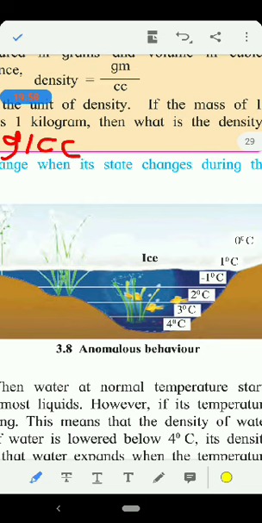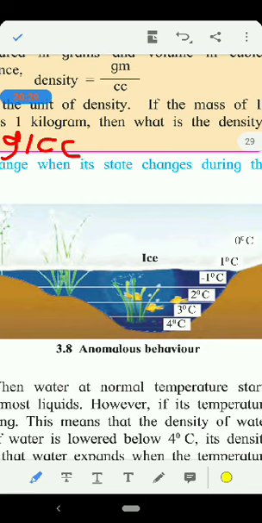See, first you understand how it is an exception. For that you have to remember what happened with the other substances. When the temperature of a substance is lowered, means we reduce the temperature of any substance, its density will increase, means density is going to become high, and the volume will decrease, means it goes on reducing. It's the regular behavior of any substance, but it's not the case of water.